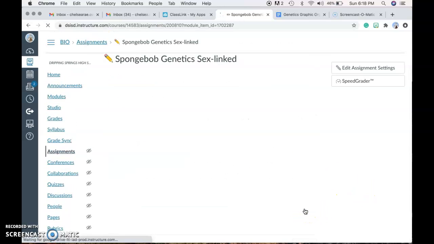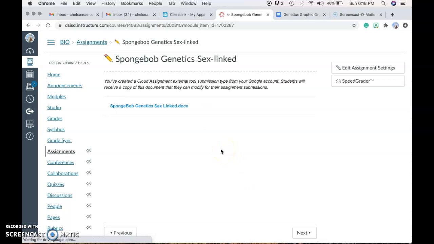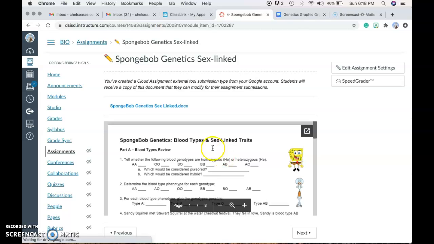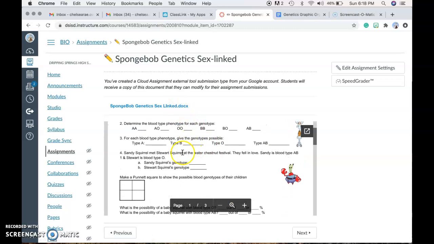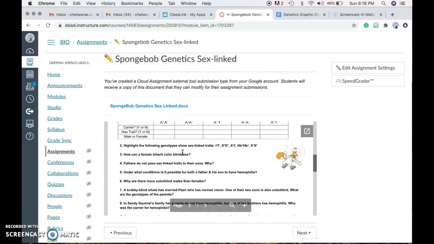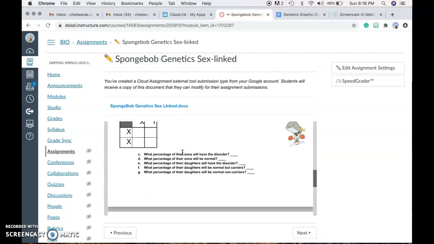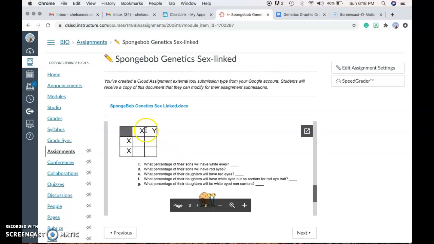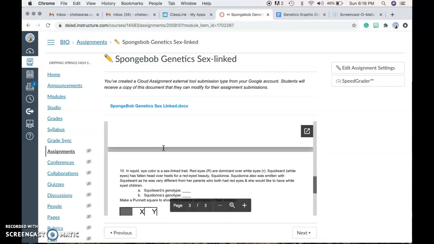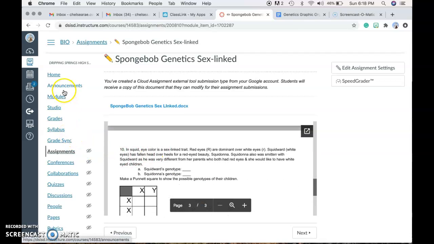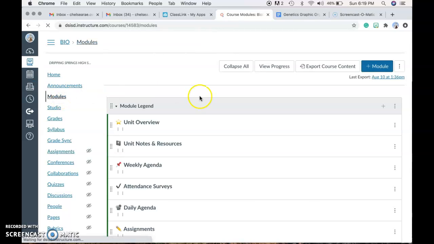And then the last assignment is that sex-linked genetics. So we're taking everything we've learned and putting it all together. So you'll click on this link, you'll submit it here. This is going over the sex-linked. So you'll have to figure out, is it a dominant or recessive, and which sex chromosome is it located on, X or Y?